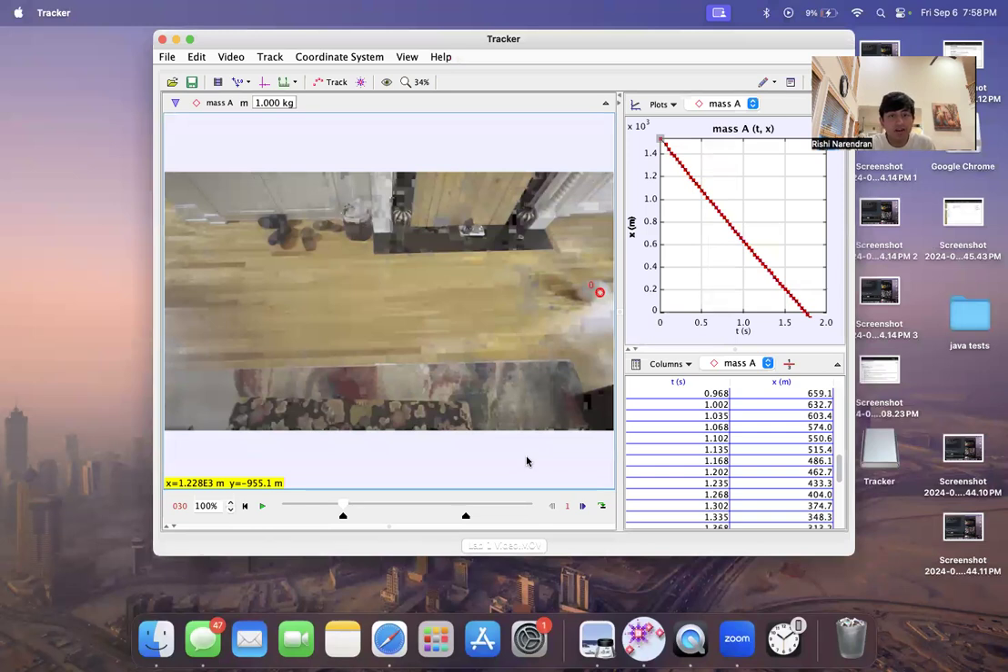When putting it into Tracker, I was able to extract some position versus time data and get the following table and graph. Some observations I can make about the data are the fact that the position versus time graph is actually negatively sloping. This is because my ball is moving from right to left.